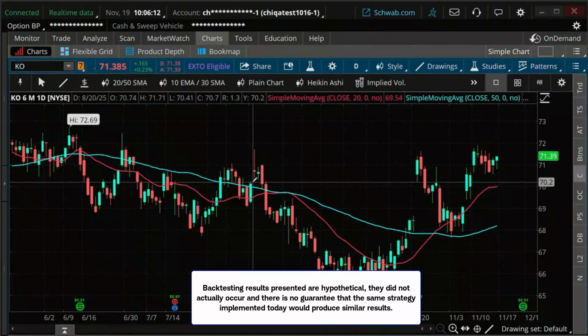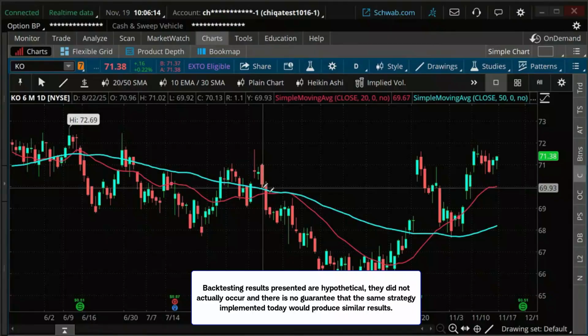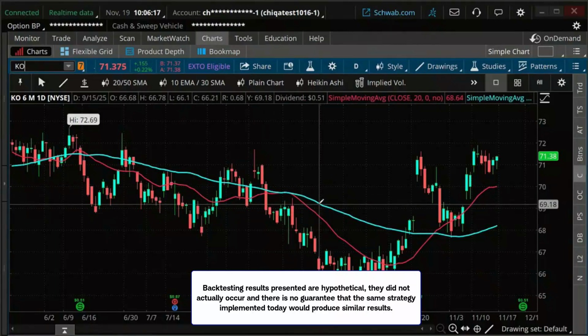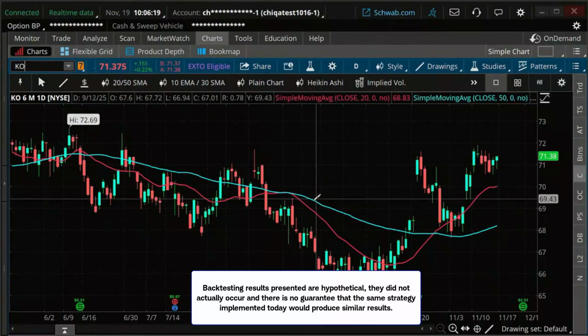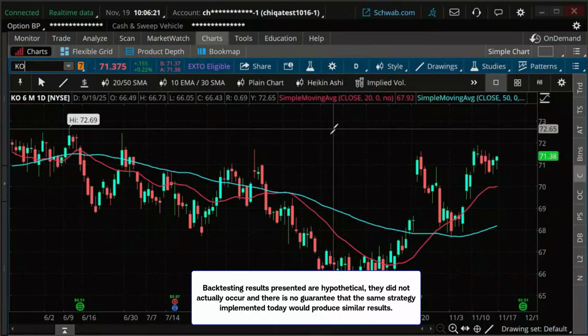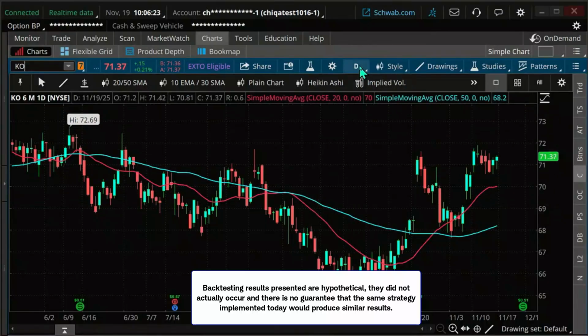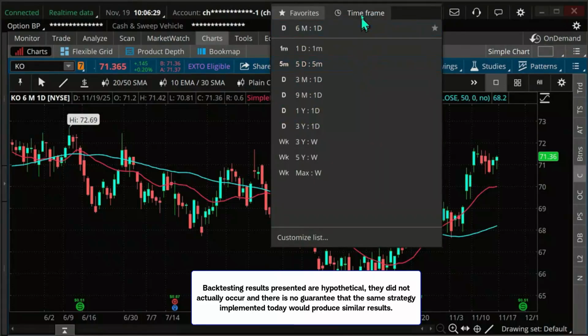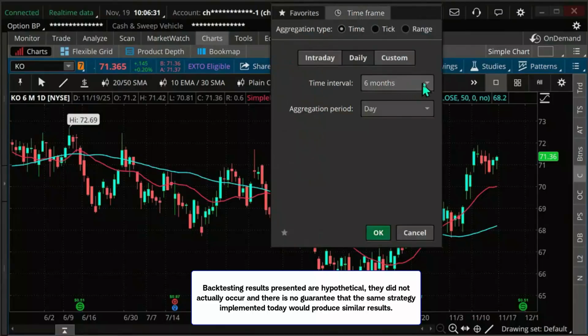Here we go. If I want to go back in time, and let's say I was just trading the stock and going back up. And so what I'm going to do here is I'm going to click on the time frame up here, and I'm going to go back to time interval, and I'm going to go back to like 10 years. And I'm going to make sure it's daily data here. And I'm just going to zoom in.